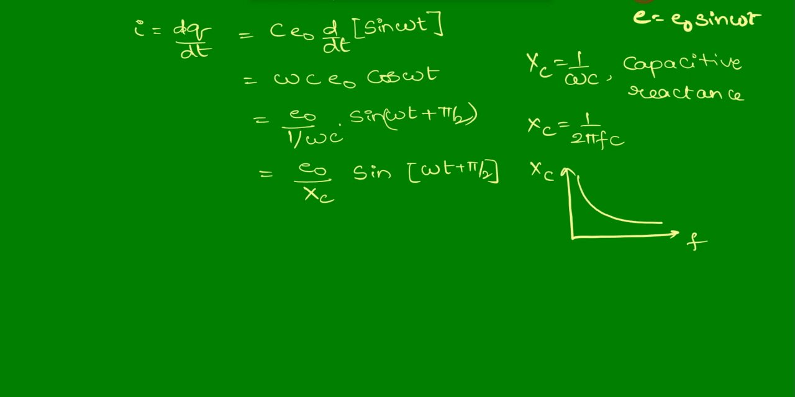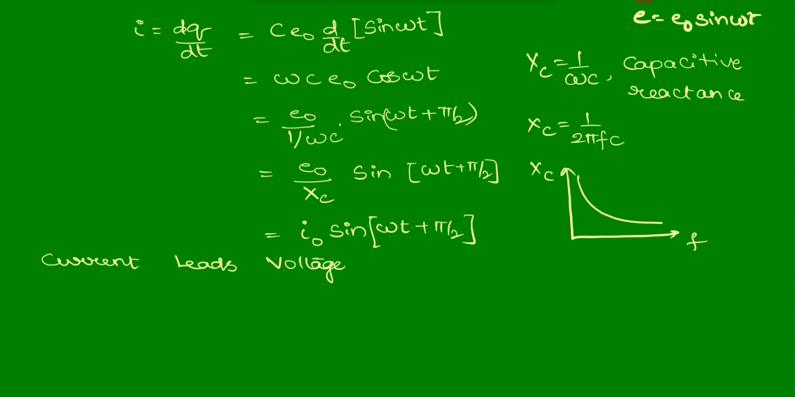So it will have dimensions of resistance only, so that we can represent current as I naught sin omega t plus pi by 2. So the current in a pure capacitive circuit leads the voltage, as we got plus pi by 2. What happens means current leads voltage. So I'll write that point here. Current leads voltage by pi by 2.